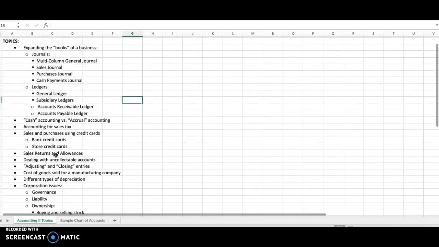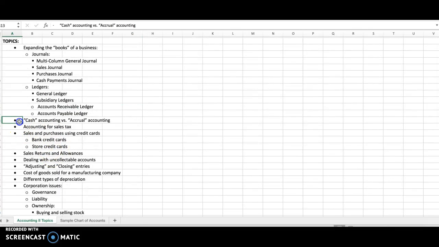In this course, we'll be talking about the difference between cash accounting, which is what you're used to in the first semester, and something called accrual accounting. And we'll talk more about that a little later. We will look at accounting for sales tax. We have not done that at all. When we made sales in the first semester, we didn't account for sales tax. We will be doing that.